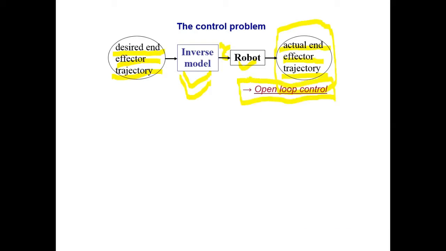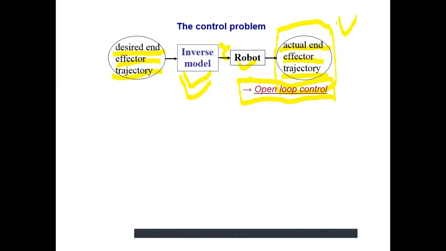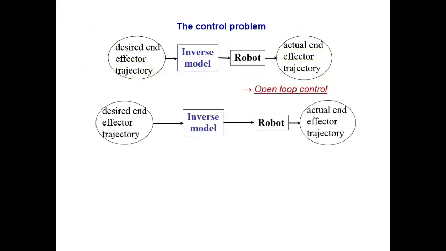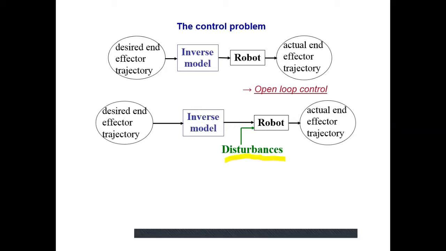So in open loop control, we don't compare the actual trajectory with the desired trajectory, or the outcome is not compared with the goal or command. In actual practice, the robot is affected by some disturbances. These disturbances may make the actual trajectory very different from the desired or expected trajectory.